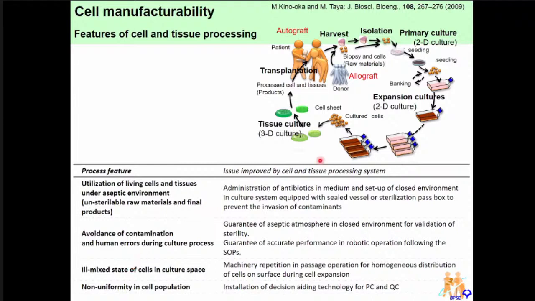And during the culture, most of the cells adhere on the culture vessels. That means it is very difficult to mix, even the mixed state of the cells in the culture space. Locally, cells exist at high density; elsewhere, cells don't exist. That means heterogeneity in space occurs. And also, since the cells are from humans, there is non-uniformity in the cell population.